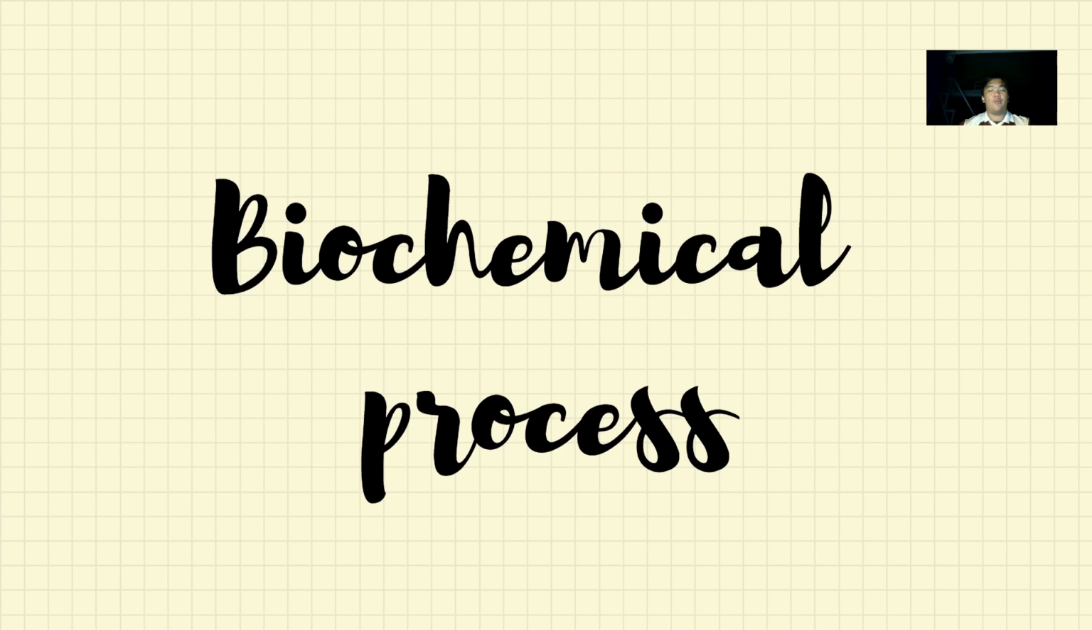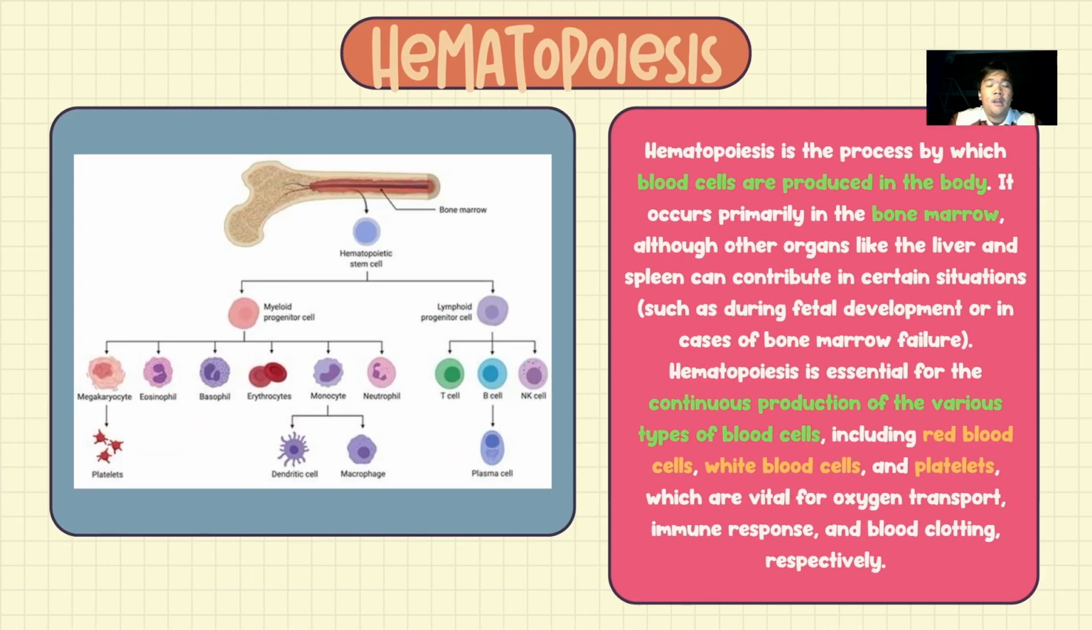With regard to the biochemical processes that occur in the bone, first of all is hematopoiesis, where hematopoiesis is the process by which blood cells are produced in the body, and it occurs in the bone marrow.